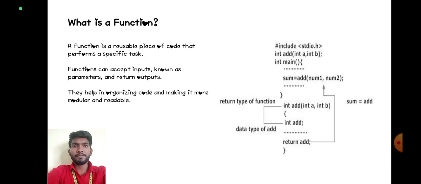What is a function? A function is a reusable piece of code that performs a specific task. Functions can accept inputs known as parameters and return output. They help in organizing code and making it more modular and readable. This is the diagram of a function: #include <stdio.h>, int add, int main, sum is equal to add of num1, num2. Return type, function, data type. This is called the function.